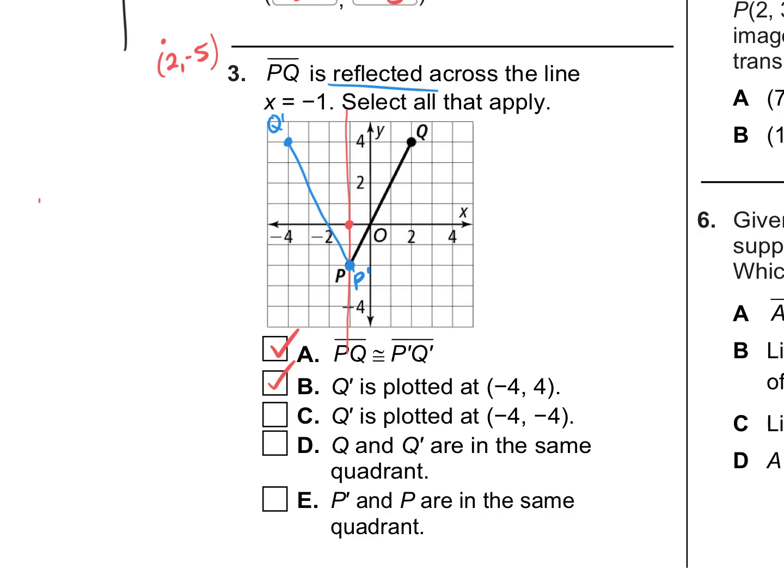Q prime is plotted at -4, -4. True or false? False. Okay, next one. Q and Q prime are in the same quadrant. True or false? False.